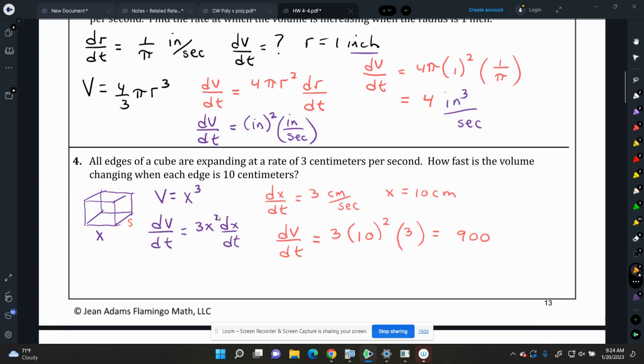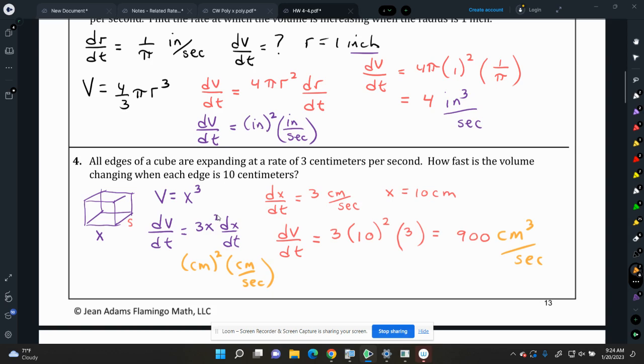Now let's look at the units. x is in centimeters, so that's centimeters squared. dx/dt is in centimeters per second. So sure enough, that gives us centimeters cubed per second. And again, you can assume it's centimeters cubed because it's volume over time.